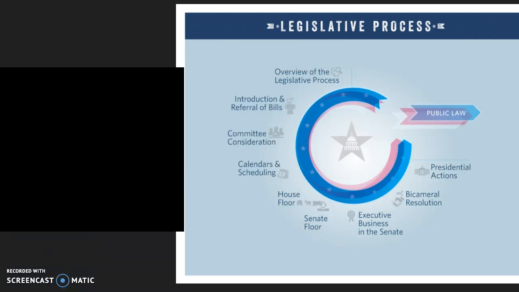This is a really great graphic to explain the legislative process. So initially, we have the introduction and referral of bills. Those bills go into committee. Those committees have to schedule presentation of those bills. Bills are presented on the floor of the House, the floor of the Senate. There is then any executive business addressed in the Senate. Sometimes they will come to a joint resolution between the 2 houses. The President has to sign off on the law, has to be prepared to enforce the law, and that bill then becomes a public law.